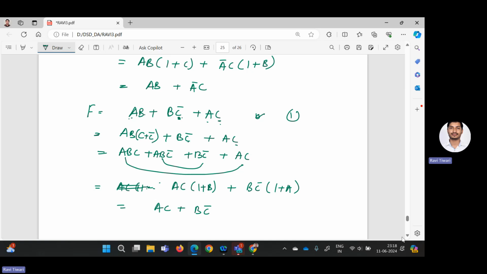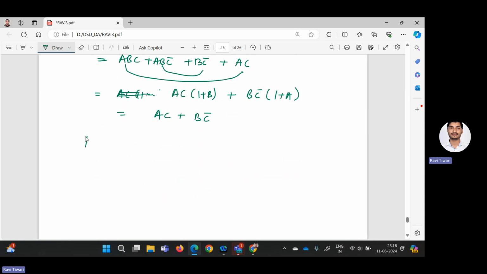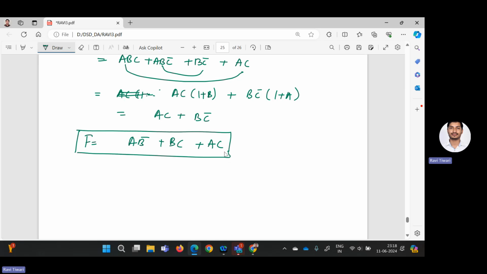Now we will see the third equation. If you have the equation F equal to AB bar plus BC plus AC, for example, you need to minimize this expression by using the Boolean theorems or Boolean algebra.